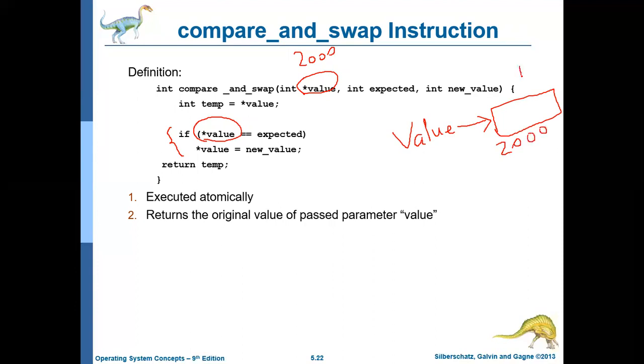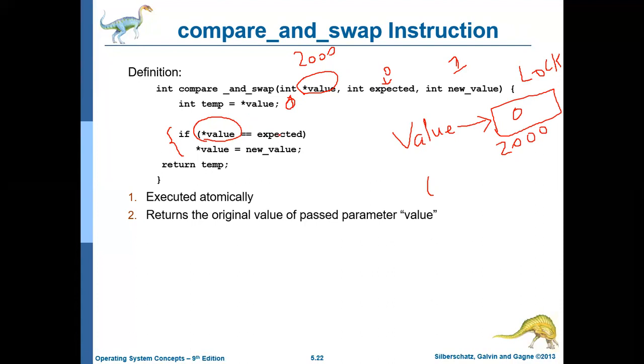This address is nothing but lock. What does lock contain? 0. So the value at this location is 0. The other two values passed were 0 and 1, so 0 will be received in expected and 1 will be received in new value. Now temp is equal to star value, which is the value at this location. So temp will be equal to 0.